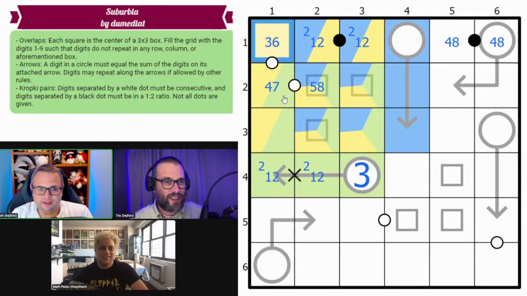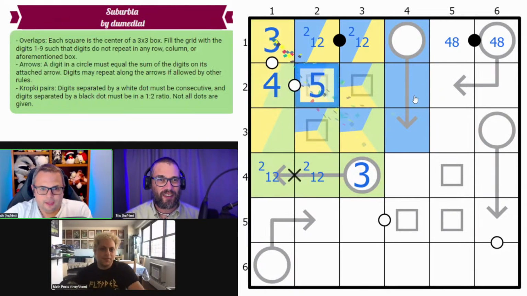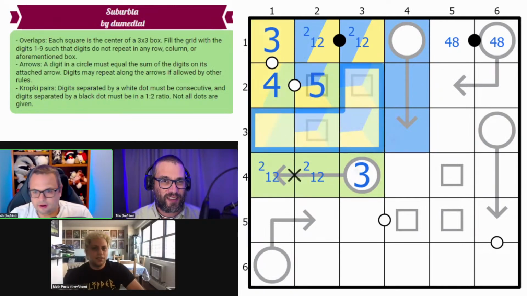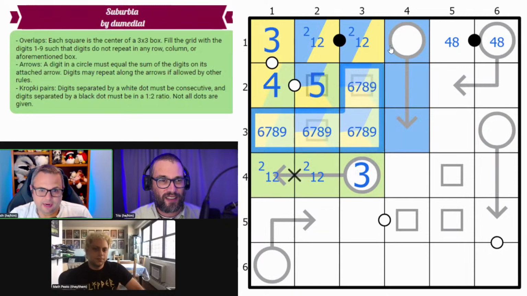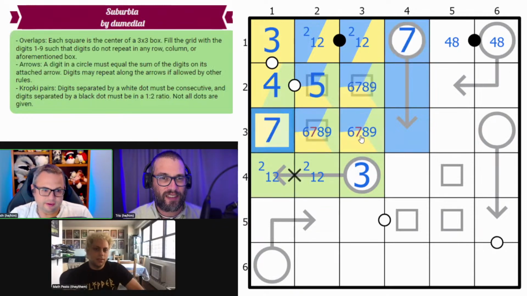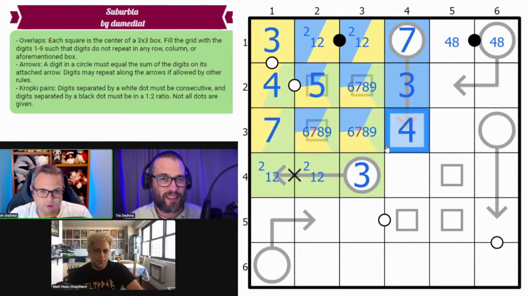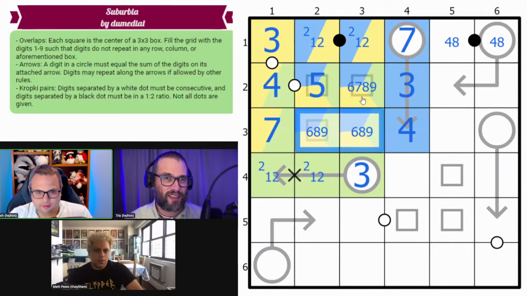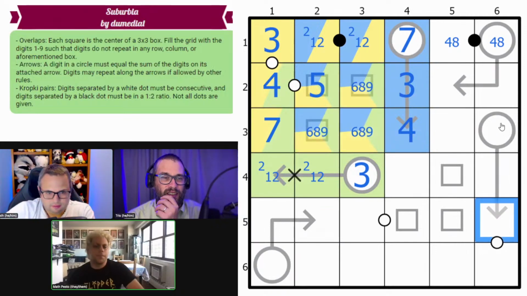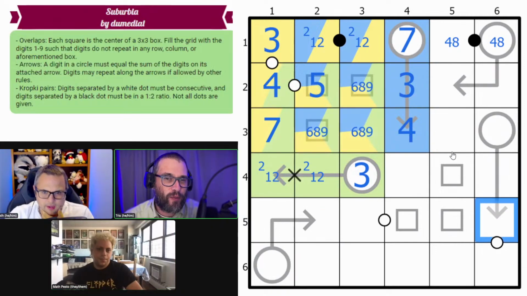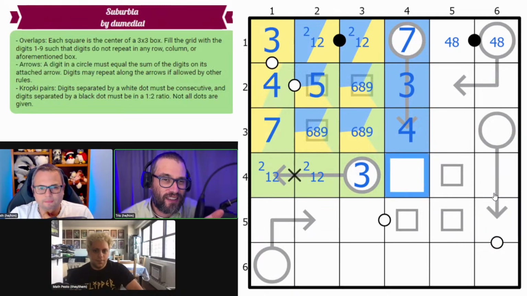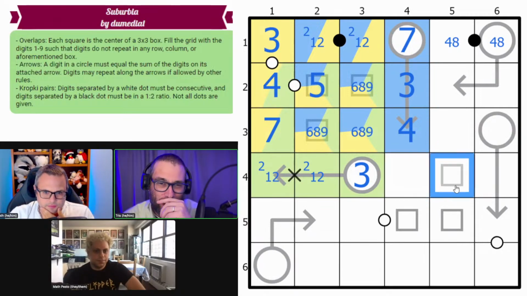Okay, so that makes that a 3, 4, 5. So these digits are a 6, 7, 8, 9. And so in particular, that's a 7 and that's a 7 with a 3 and a 4. That was not a 7. Okay, yeah. And we get to repeat this whole thing in the lower right corner, which is probably about where we're at right now.